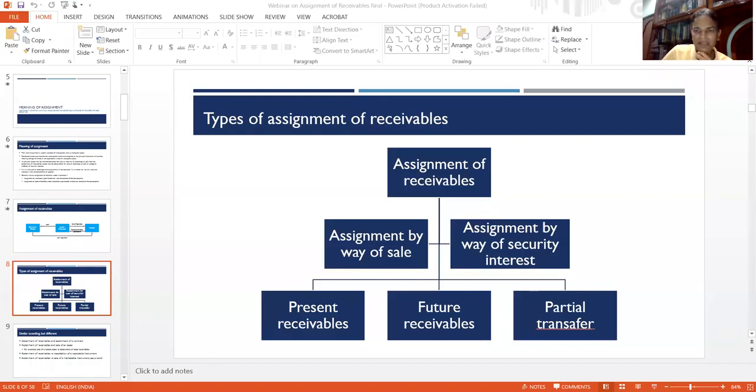Vikas ji, if you're able to hear me and hear others, please do cooperate and put your audios and videos both off.